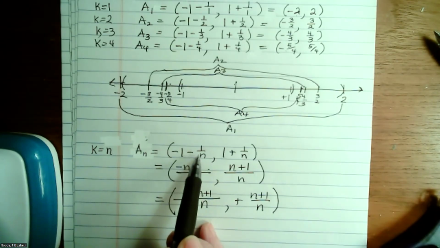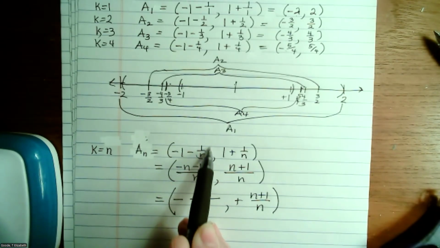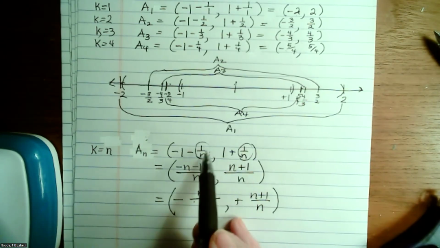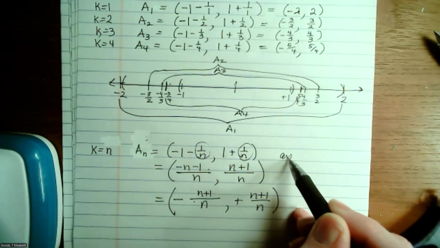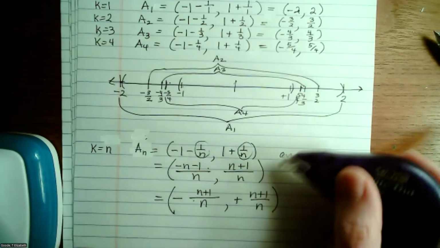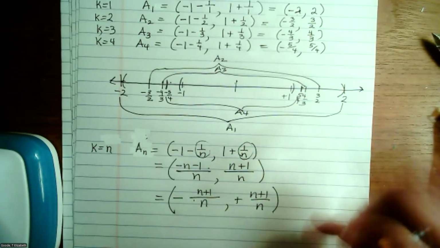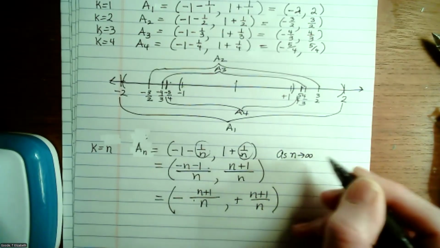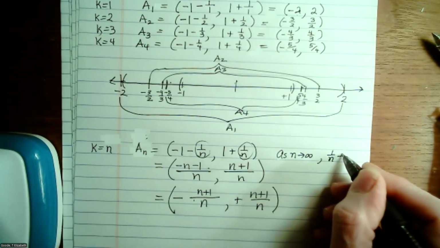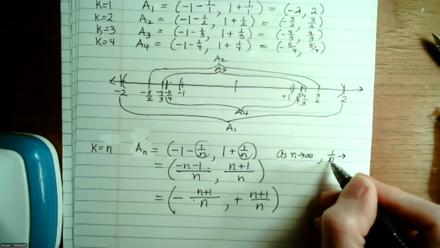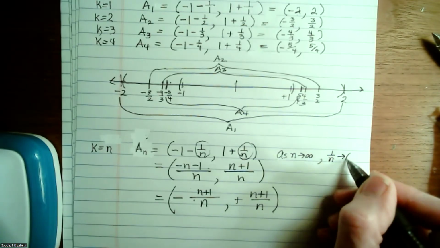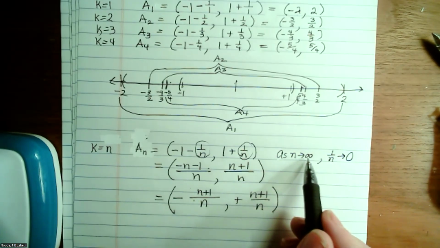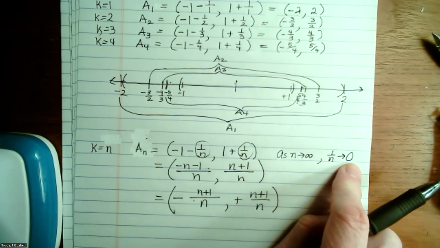The point is, as n gets big, 1 over n heads to 0. As n goes to infinity, 1 over n goes to 0. That's one of the basic things we start to learn in calculus. Because 1 over something huge is really tiny, and the huger the denominator, the smaller the quotient, 1 over that huge number. So as n goes to infinity, 1 over n goes to 0.